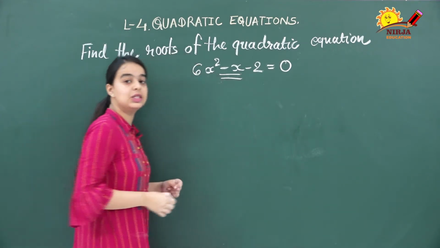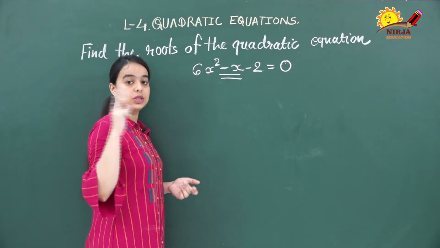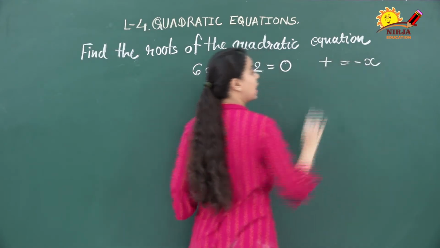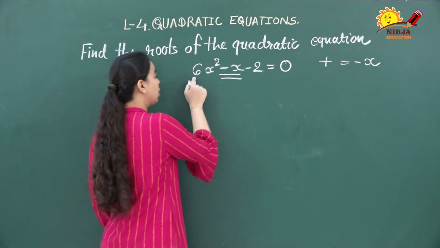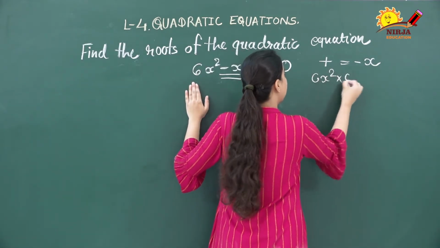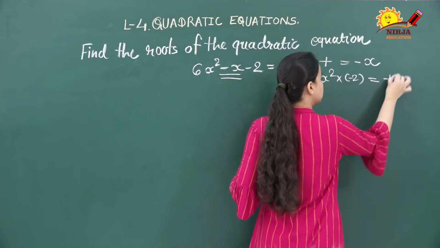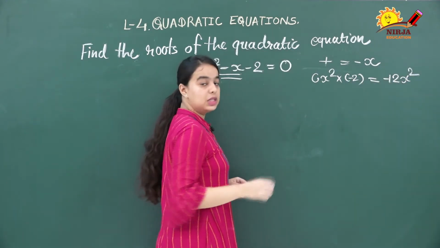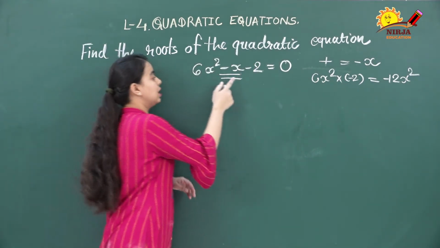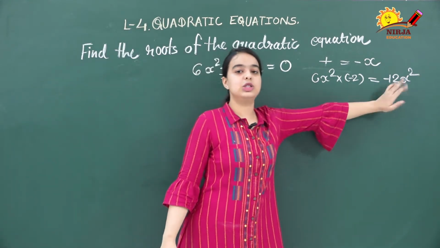Factorization method means we are going to split the middle term. This middle term is minus x. That means we are going to find two terms whose sum gives minus x, and whose product equals the product of a and c, that is 6x square multiplied by minus 2, which is minus 12x square. So we need two terms such that the sum is minus x and the product is minus 12x square.